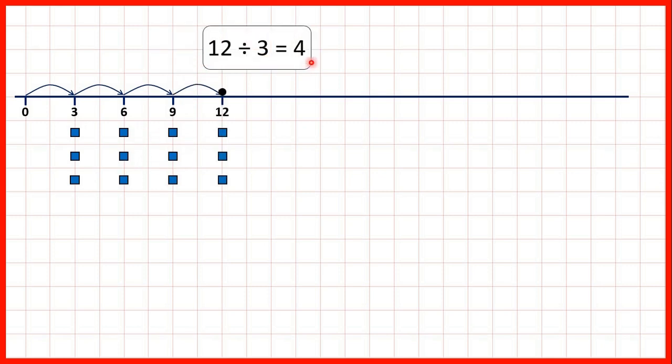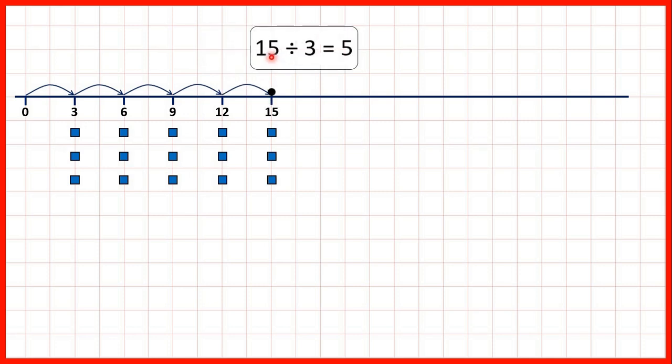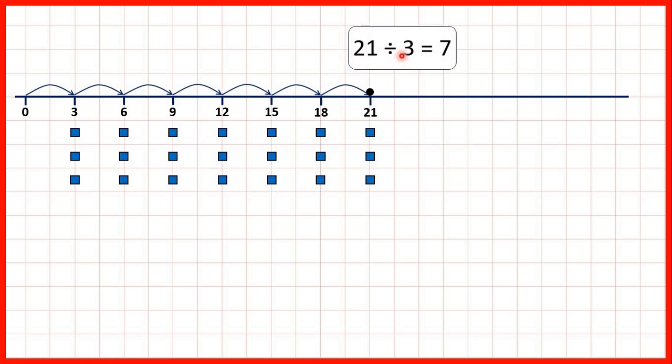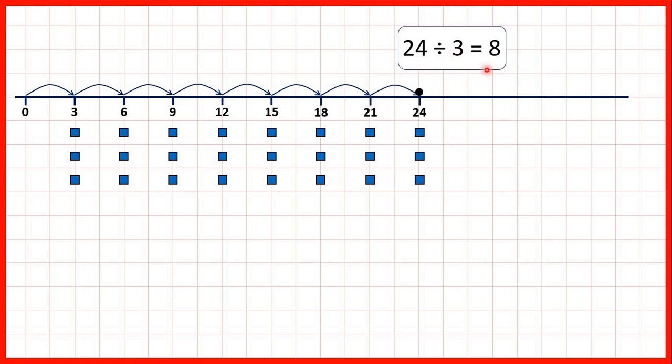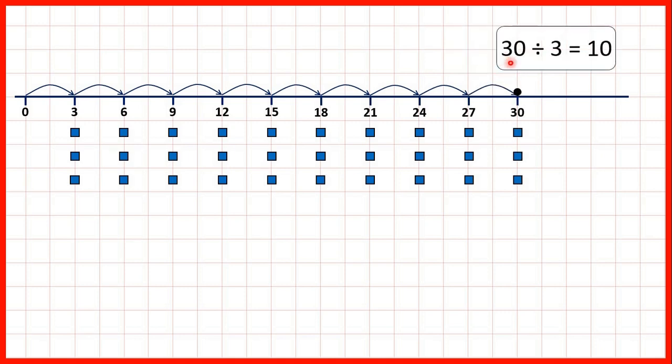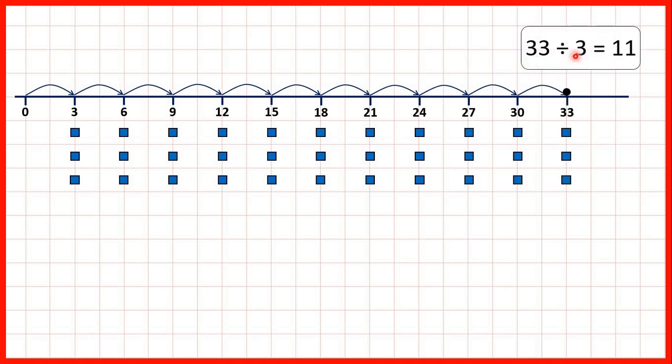12 divided by 3 is 4. 15 divided by 3 is 5. 18 divided by 3 is 6. 21 divided by 3 is 7. 24 divided by 3 is 8. 27 divided by 3 is 9. 30 divided by 3 is 10. 33 divided by 3 is 11. And 36 divided by 3 is 12.